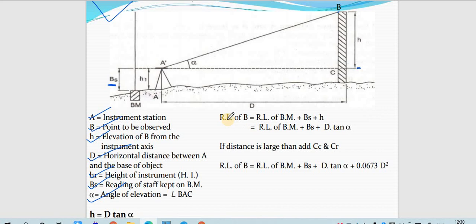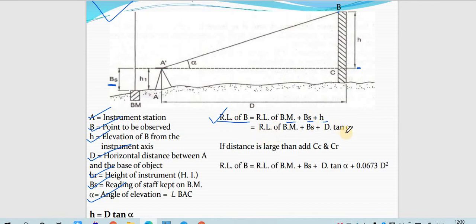Now if you want to find out the RL of B, we have to find out the benchmark. Benchmark RL is already given, so benchmark RL plus BS will give you the height of instrument, plus H will give you the height of B, the RL of B. So RL of benchmark plus BS plus H will give you your RL of B. Okay, so that was required which we need to calculate.